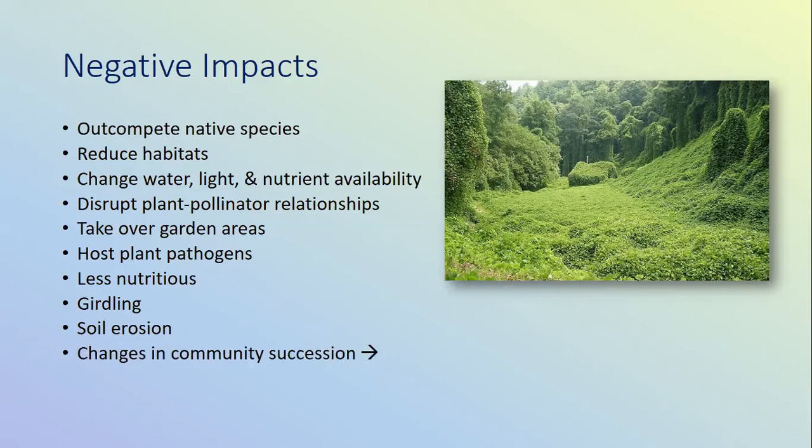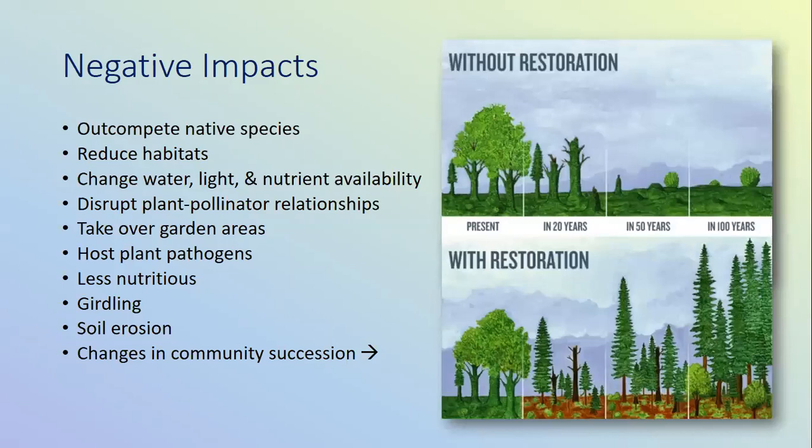There's also changes in community succession. I don't want to go too in depth about this, but it's a concept that basically over time, an ecosystem changes. Generally, when you have initially a disturbed area, you start forming grasses and forbs, and then you'll get shrubs, small trees, and then finally you'll end up getting a mature forest in general.